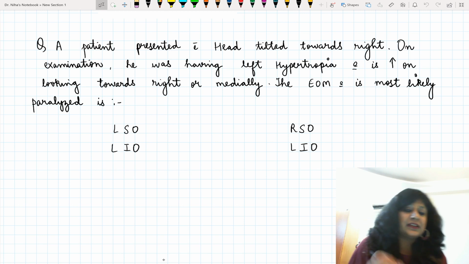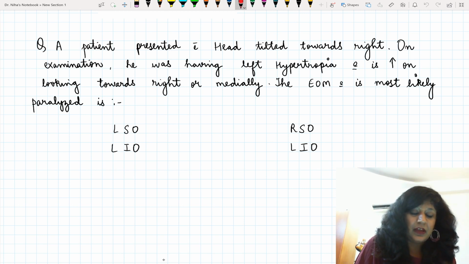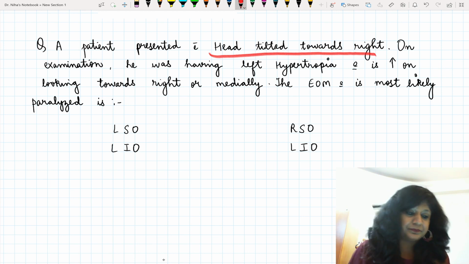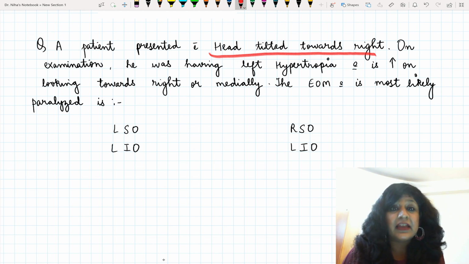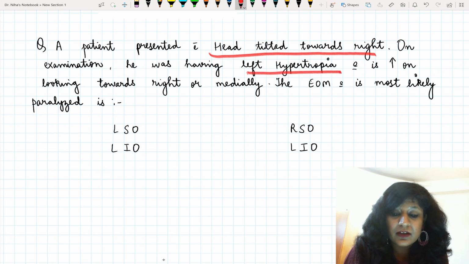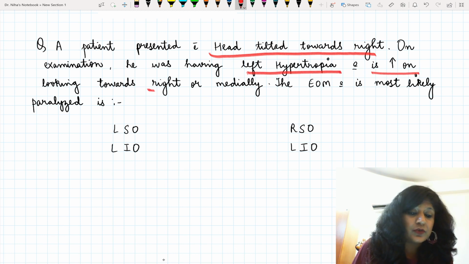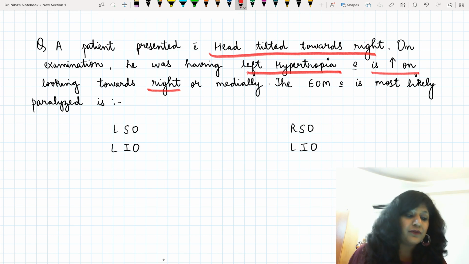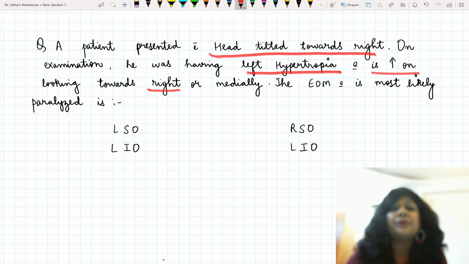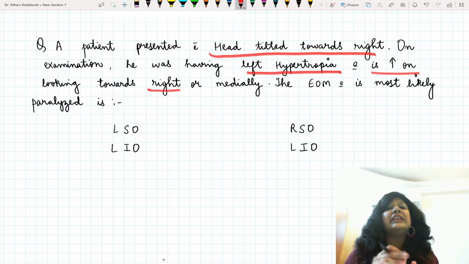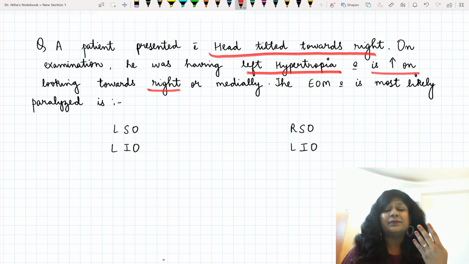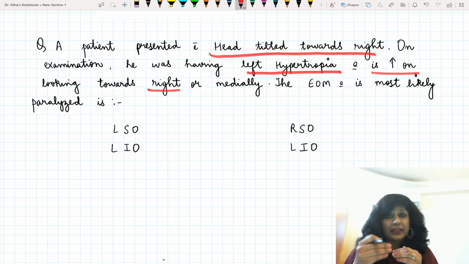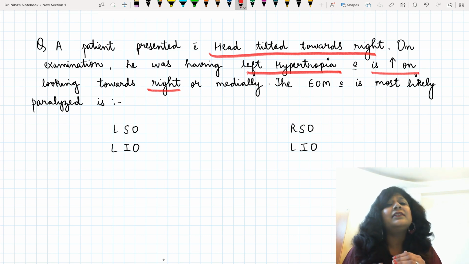The question says that a patient presented to you having the head tilt towards the right side. On examination, he was having the left hypertropia and it is increasing on looking towards the right, that is medially, and they are asking you the extraocular muscle which is paralyzed here. So I will tell you, just go with these 3 steps. Don't start thinking or churning in your mind. Just go three step wise, and you will be there with the answer without any hassles.